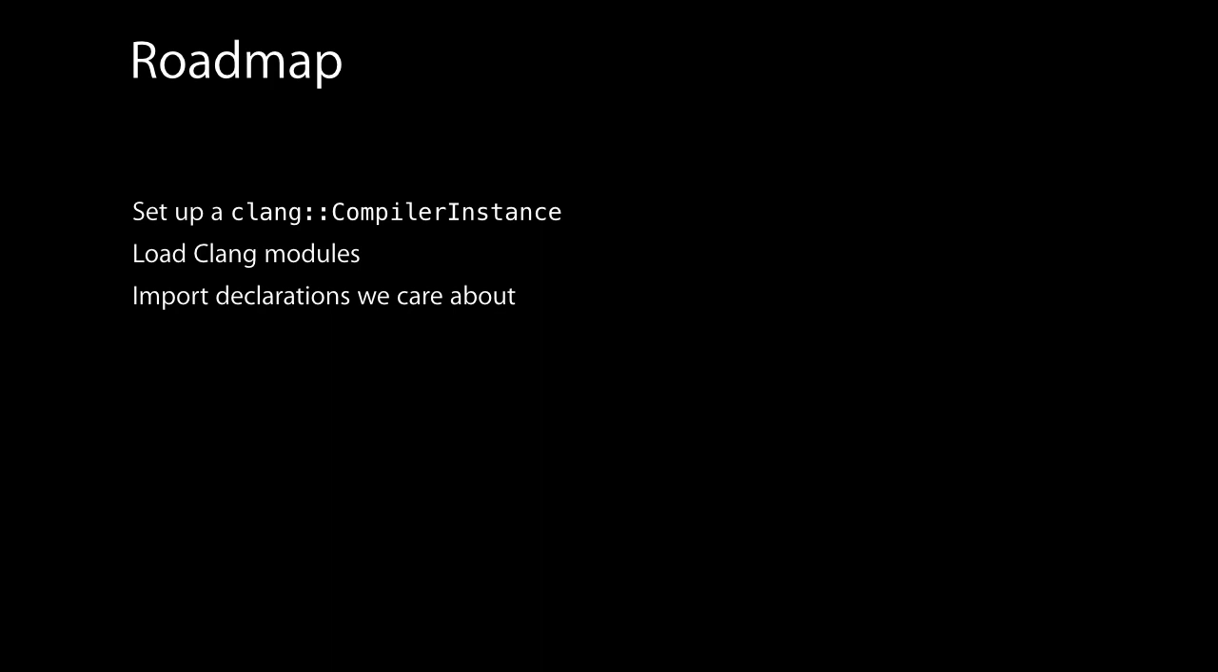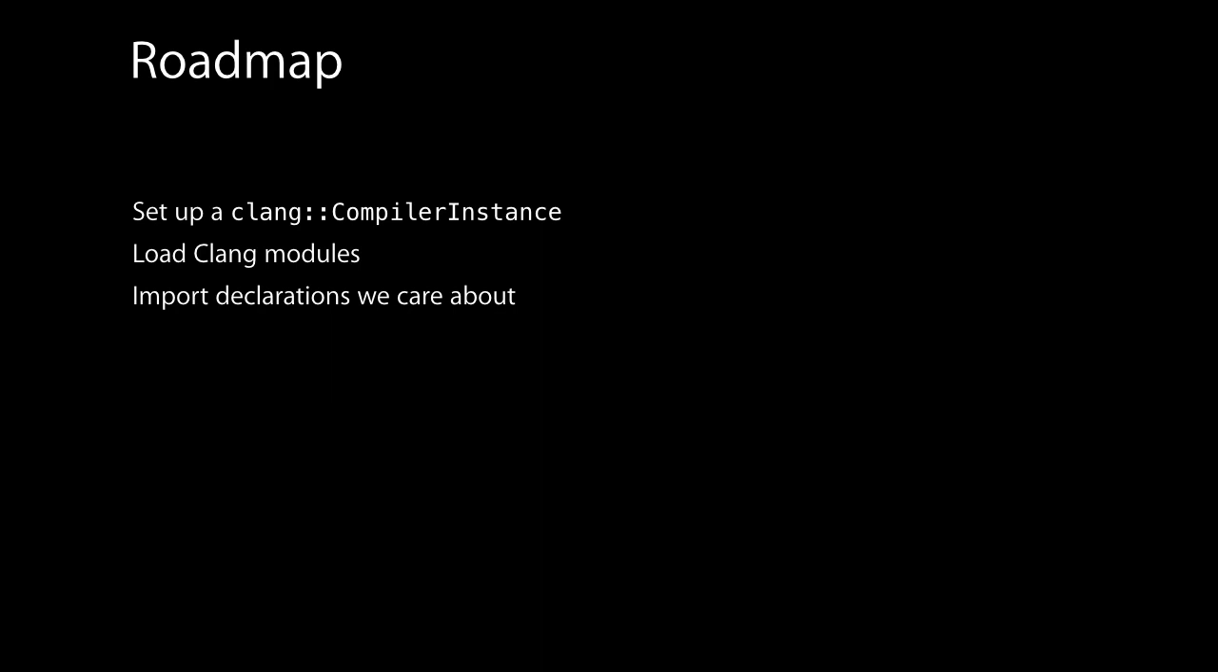So for this section, the first thing we're going to want to do is set up the Clang compiler instance that's inside your compiler. This is the central class that controls everything that Clang does and that manages any sort of action you want to do. Then we're going to talk about how to load Clang modules into your system. These are entities of API that are normally described in headers, and we want to bring those into the Clang translation unit. And finally, we'll look at the declarations that we actually care about from our language's source code and bring those into our language.